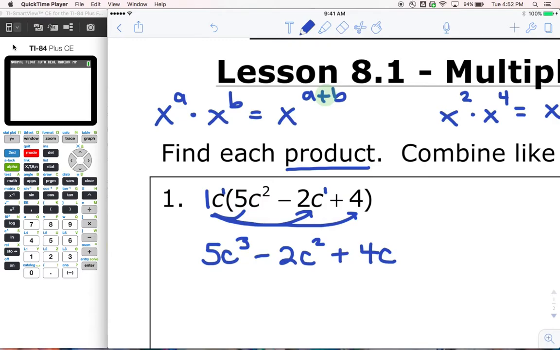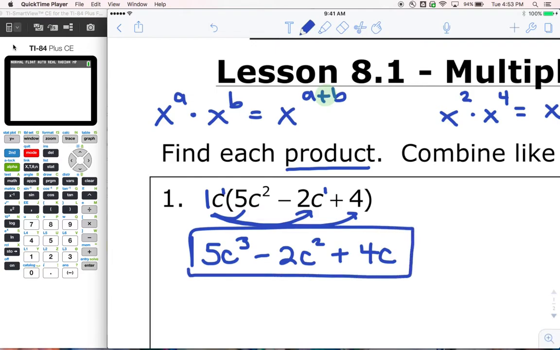Now check for like terms. I don't have any like terms because all my exponents are different. So that means that this is as much as I can do, and this is my final answer: 5c cubed minus 2c squared plus 4c.